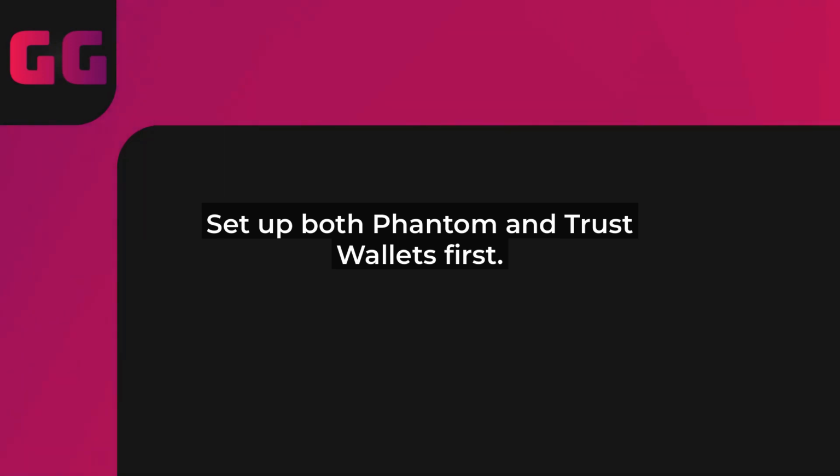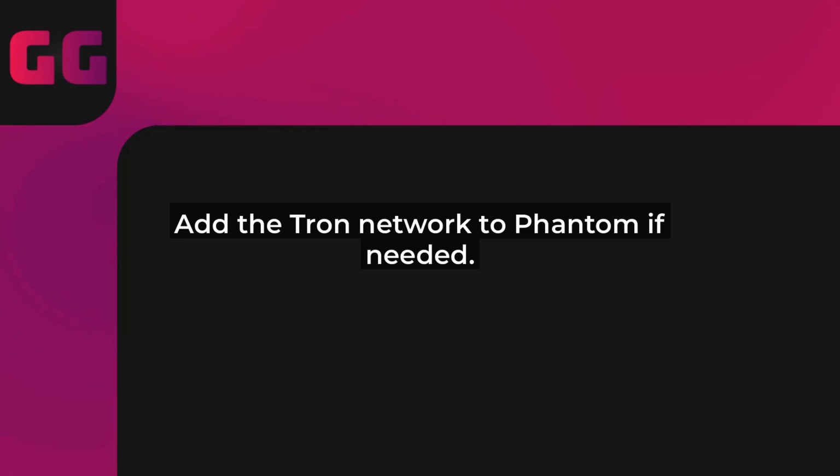Let's dive right in. First things first, make sure you have both wallets set up and ready. You'll need the Phantom app or extension on your device and Trust Wallet installed on your phone or browser. Also, ensure you have some TRX in your Phantom wallet and that you're connected to the Tron network. Phantom might require you to add custom networks for TRX, so double-check that in your wallet settings.